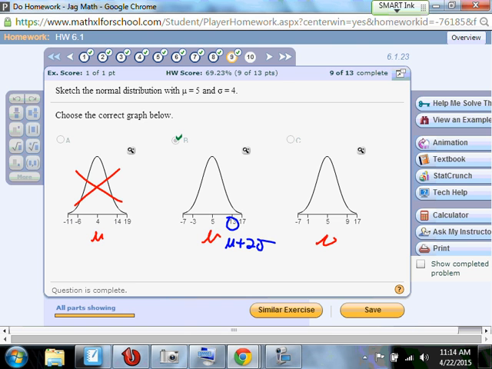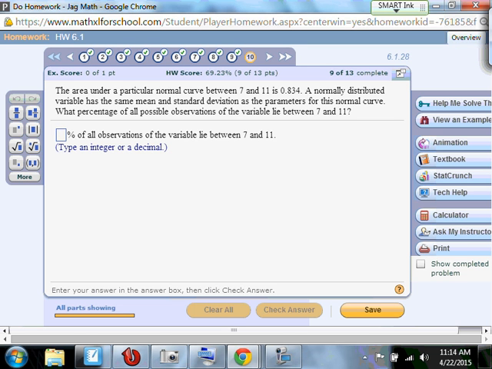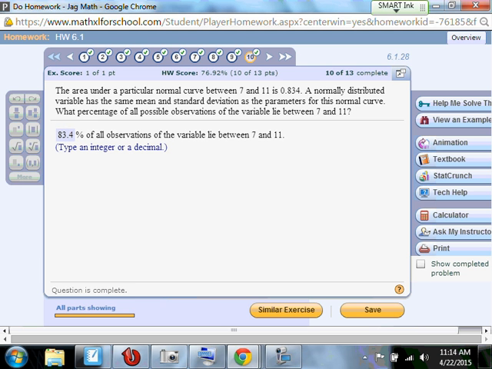So let's take a look at number 10, and there's going to be one of these that we're going to run into that might give us fits. The area under a particular normal curve between 7 and 11 is blah, blah, blah. What percent lie between 7 and 11? Here again, change the area to a decimal or to a percent. So 83.4.